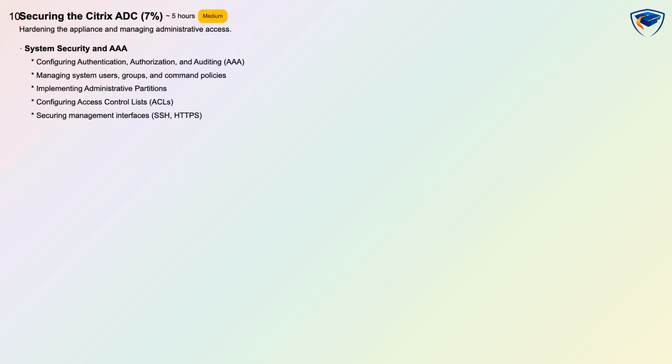Securing the Citrix ADC accounts for 7% and focuses on hardening the appliance and managing administrative access. This domain is medium difficulty, estimated at 5 hours of learning, and assessed with scenario-based questions. You will configure authentication, authorization, and auditing, manage system users, groups, and command policies, implement administrative partitions, configure access control lists, and secure management interfaces such as SSH and HTTPS.